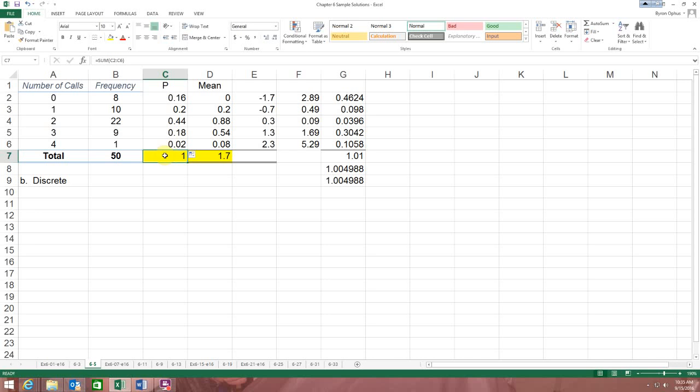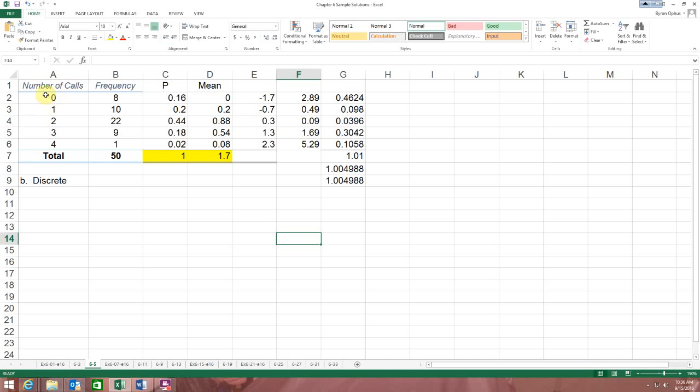By the way, I do a total here just to always make sure that my probability equals 1 in these types of problems. Okay, and so now I just have to take my probability times my number of calls in this case, so I can determine my mean, which again is just basically like we have done, and we simply carry that down. Boom, we get a total here.